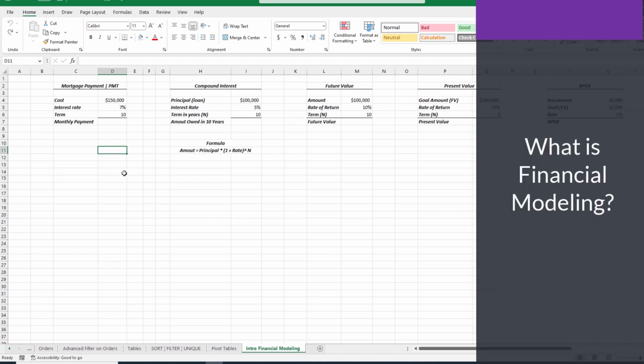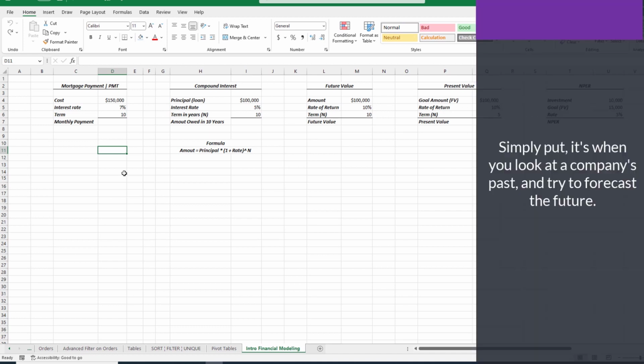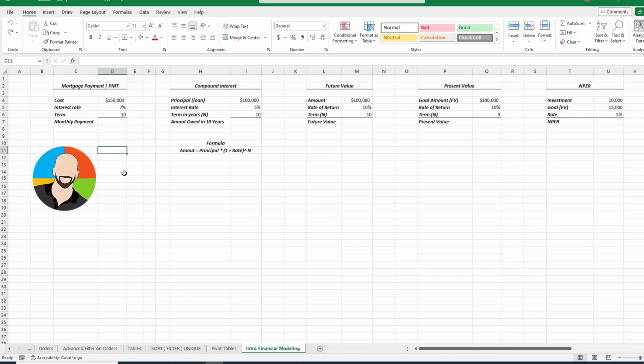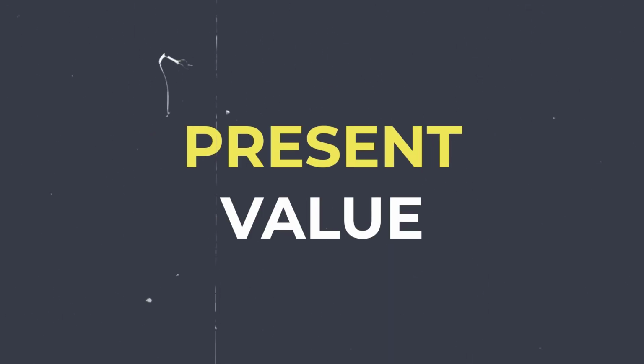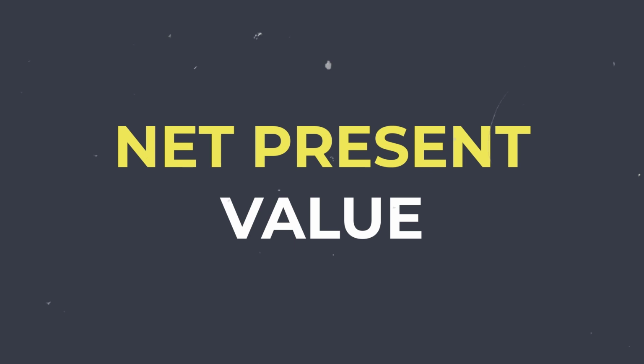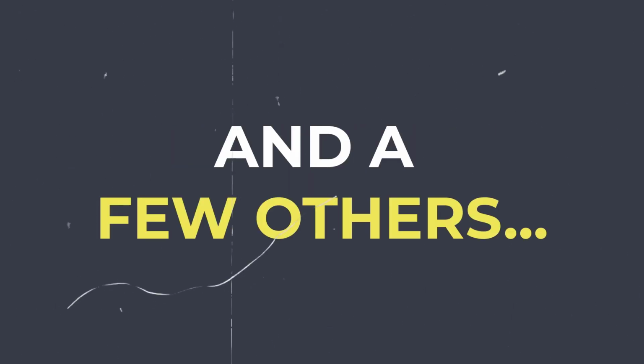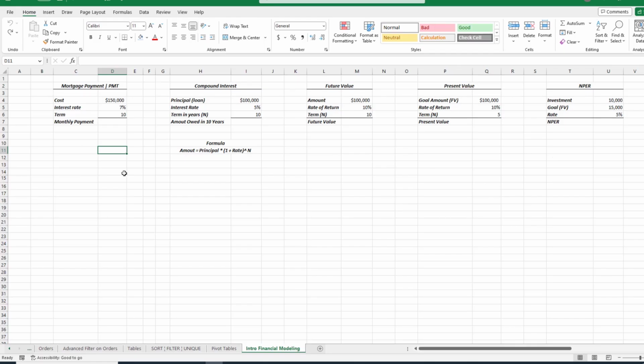Let's answer the question, what is financial modeling? Simply put, it's when you look at a company's historical past and try to make forecasts into its future. And yes, as we said, there is a wide variety of modeling types. Just to reiterate, we'll look at the most common functions across all those various fields of study, and that's going to include the following. We'll look at payment calculations, compound interest, present value, future value, net present value, internal rate of return, and a few others along the way. All right, time to get started.